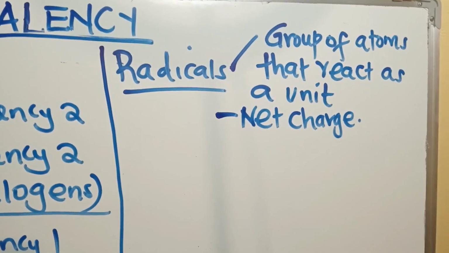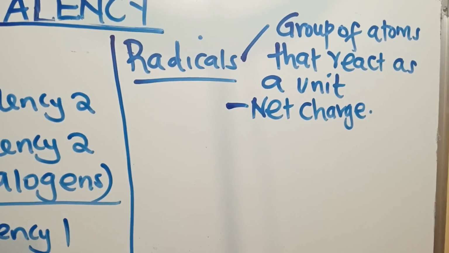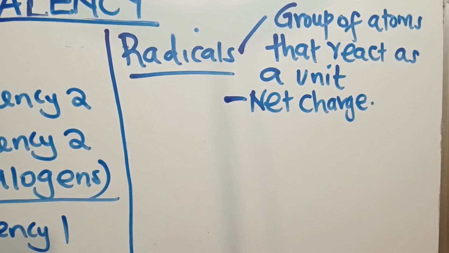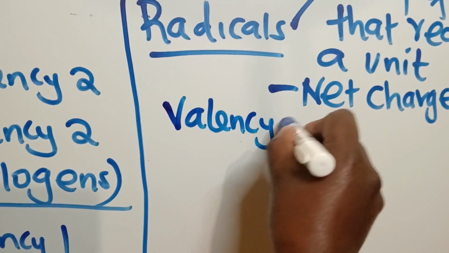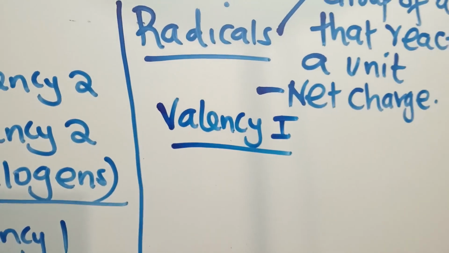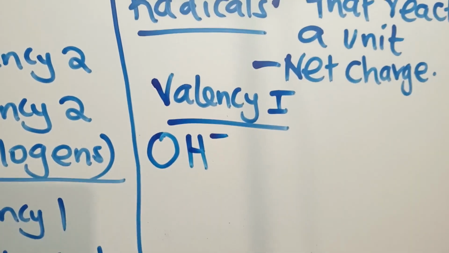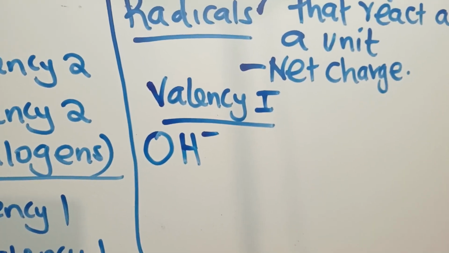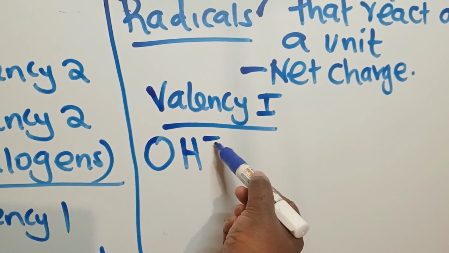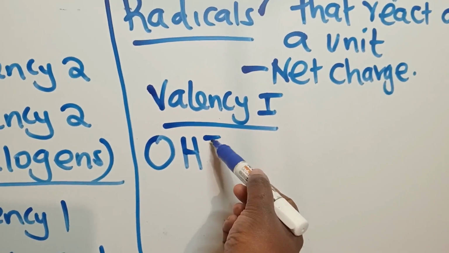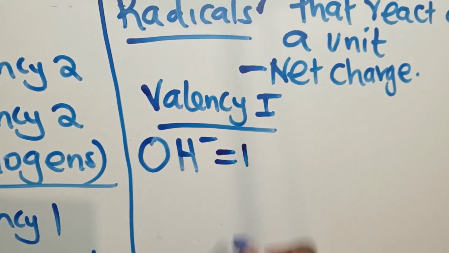And in fact, for these ones, it is very easy, just like we did for the single elements. So for radicals, they are those that have a valency of 1. And these ones include the hydroxyl ions. Other people will call it the hydroxide ions. When you look on the net charge, on top here, it is just 1 negative charge. So we say it has valency 1.